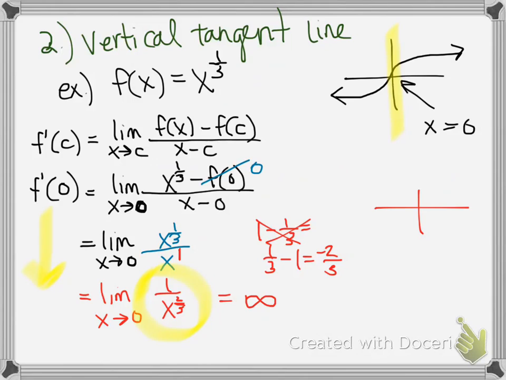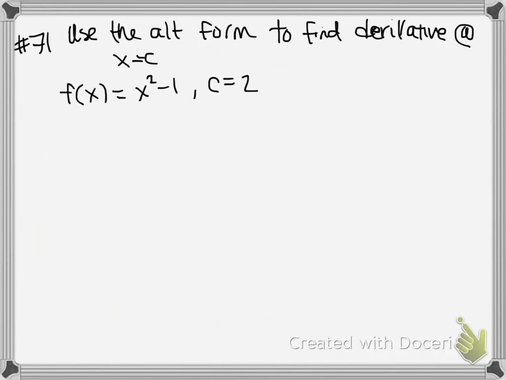So it would look something like this. In my table, I want to plug in something really close to 0, like 0.00001, and I get a really big number. And if I plug in -0.0001, I see that I also get a big number. So it is approaching infinity. So in the homework you'll have problems like this one.